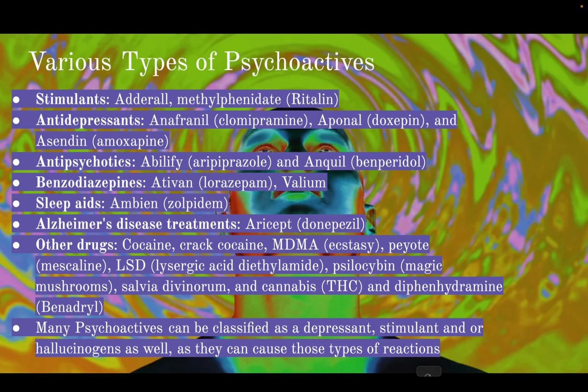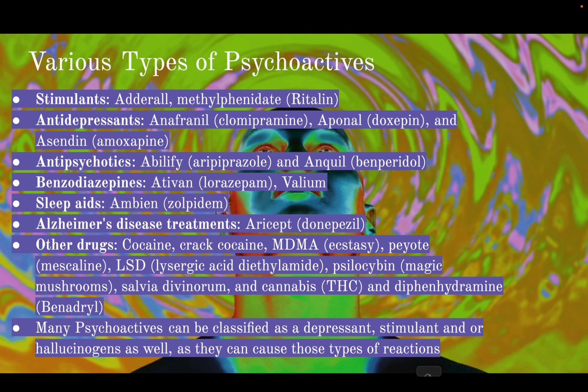The various types of psychoactives: stimulants, like Adderall, help you focus. Antidepressants are the complete opposite of stimulants; you'll feel more calm, depressed. Antipsychotics, benzodiazepines, I'm sorry if I butchered that. We've commonly probably heard of Valium. Sleep aids, Ambien. Alzheimer's disease treatments, Aricept.